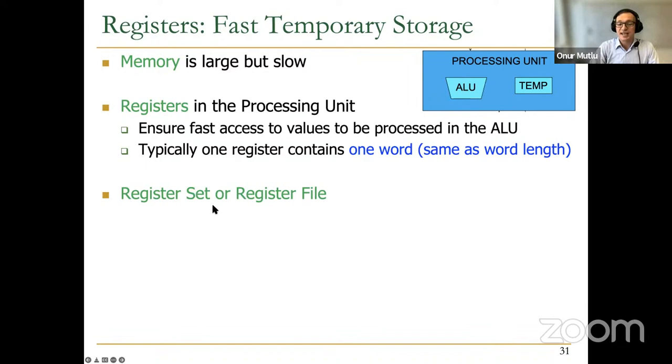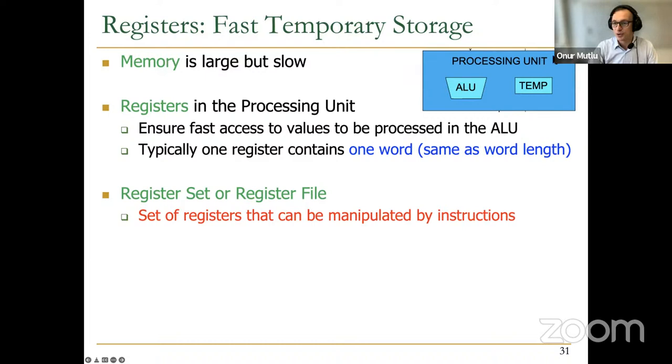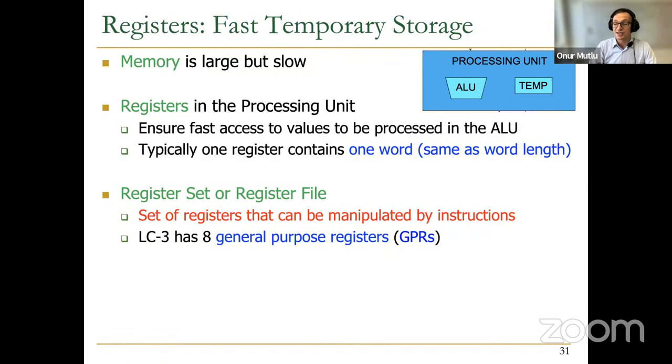So a register set or register file essentially is a set of registers that can be manipulated by instructions that are close to the arithmetic logic units. For example, LC3 has 8 general purpose registers, and these registers are visible to the programmer. So whenever the programmer programs, the programmer says, load this value from memory to this register, and then add these two registers together, give me the result, and put the result into register X, for example.